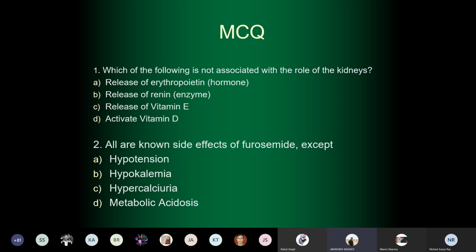So one acts on the PCT, one acts on the loop, one acts on the DCT, and one acts on the collecting tubules. So those two diuretics, thiazide and loop diuretics, cause metabolic alkalosis, but those that act on the proximal tubule cause metabolic acidosis. So the answer will be D. Okay, hypercalciuria, they cause hypocalcemia.